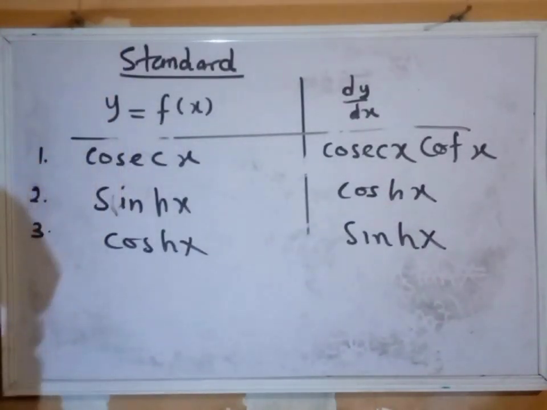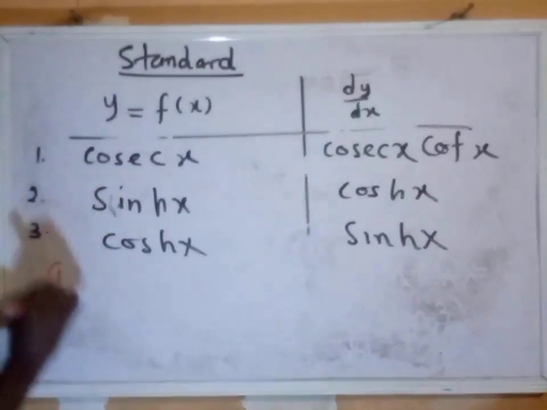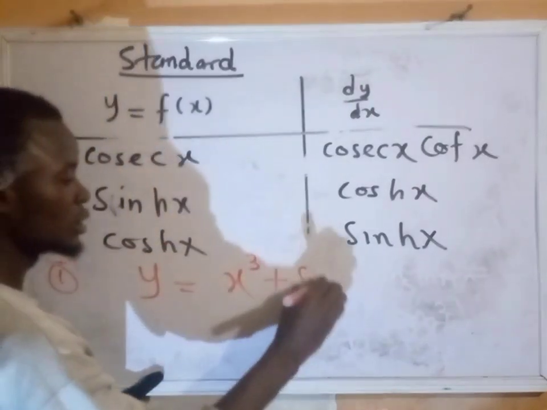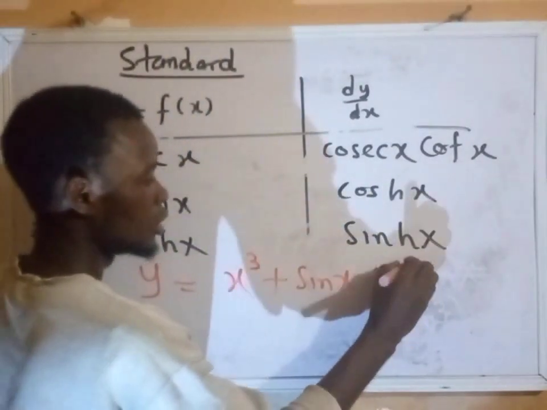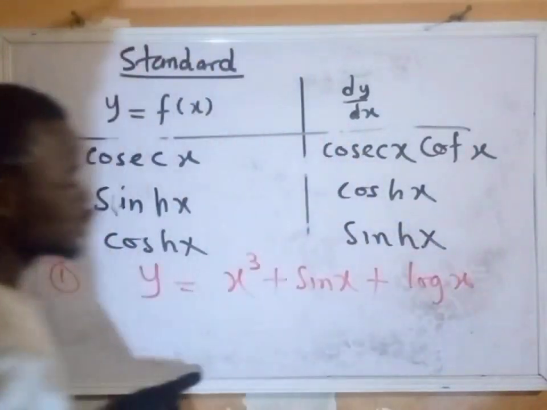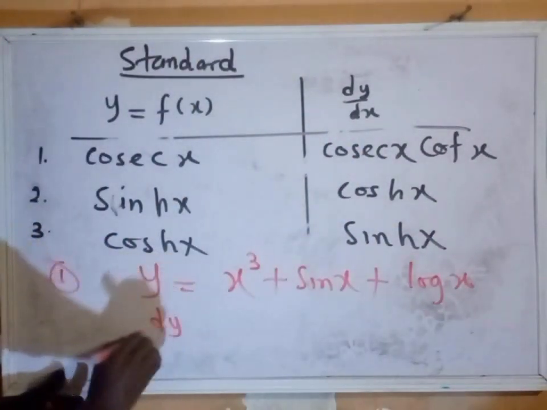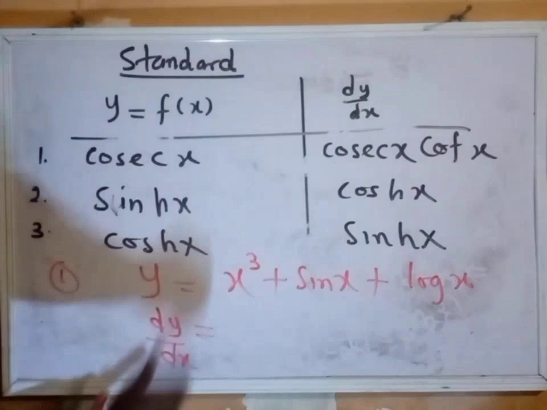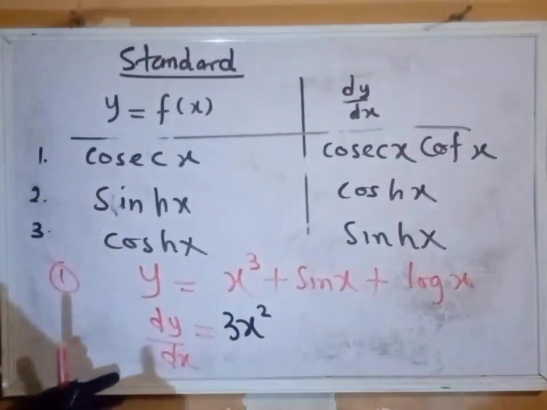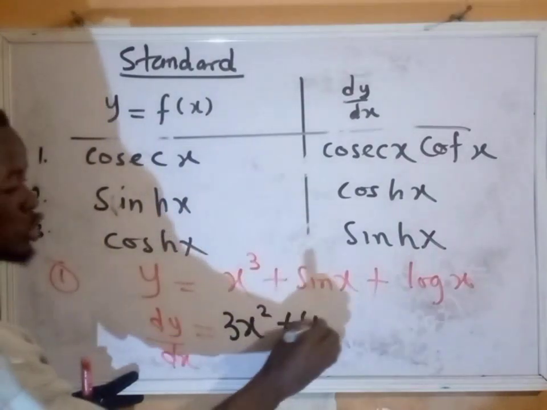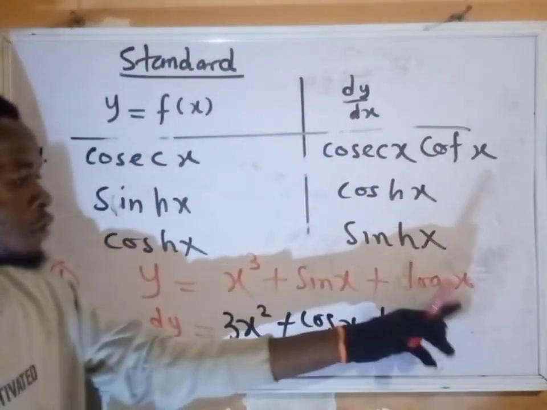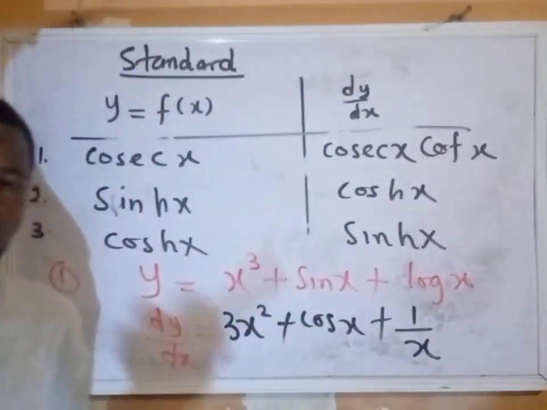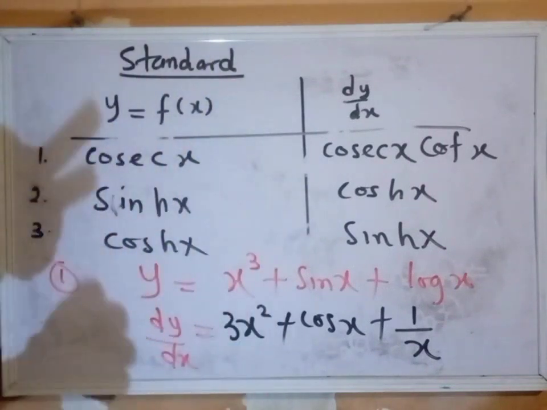The question says, find the derivative of the following function. For number 1, you are given y equals x raised to the power of 3 plus sine x plus log of x. To differentiate this is very simple. Just write dy over dx equals 3x squared plus the derivative of sine x, which is cos x, plus the derivative of log x, which from the standard one is 1 divided by x. So we have differentiated this particular function.